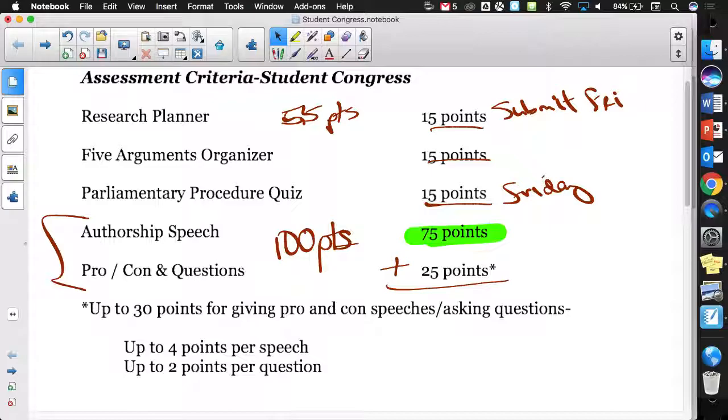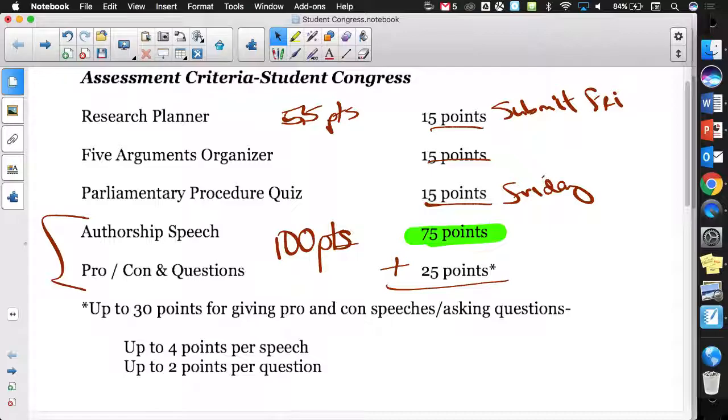So we do some questions. Then, people agree with Nina, so they want to come up and give a pro speech. They can give a short 3-minute pro speech. Some people disagree with Nina. They can come up and give a short, up to 3-minute con speech. You can earn 1, 2, 3, or up to 4 points for your pro and your con speeches.